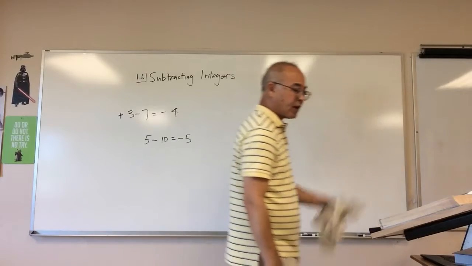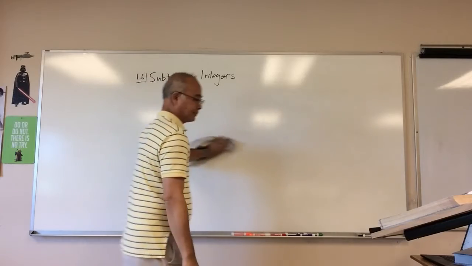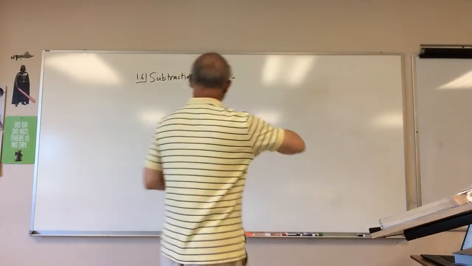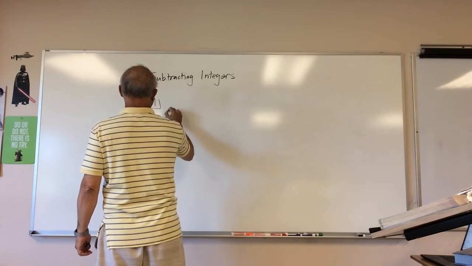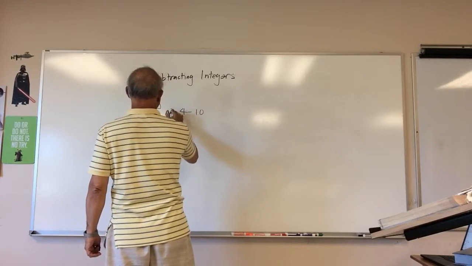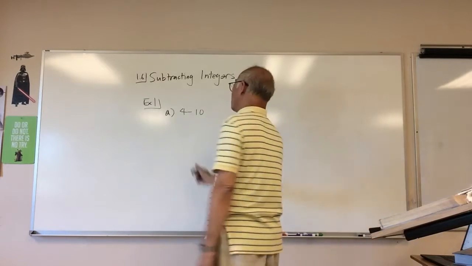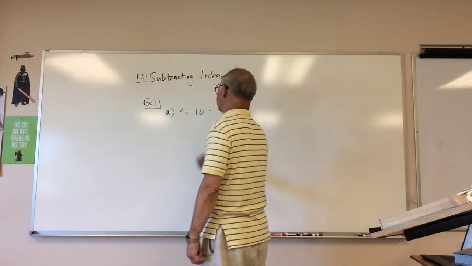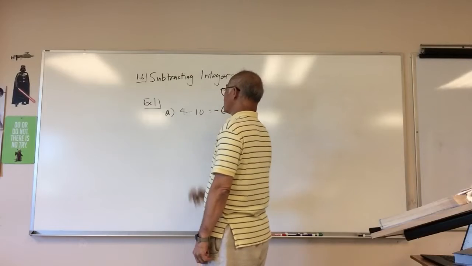So let's go ahead and look at example number 1 and see if we can figure this out. Example number 1, we have 4 minus 10, this is A. Again, I have a positive and a negative, so I'm going to subtract the 4 from the 10, I get 6. Then the negative number is larger, so it's going to be negative.